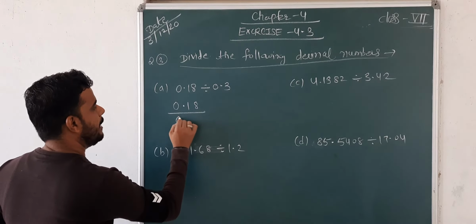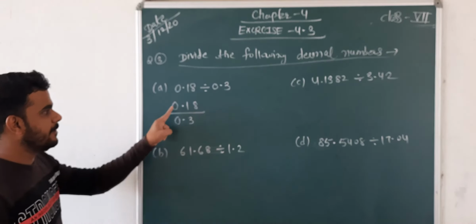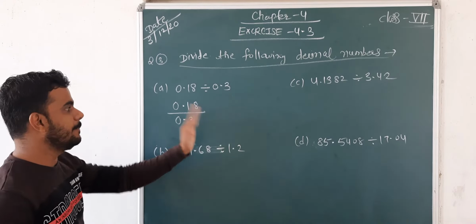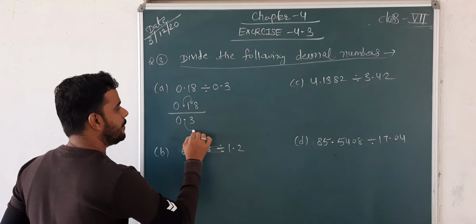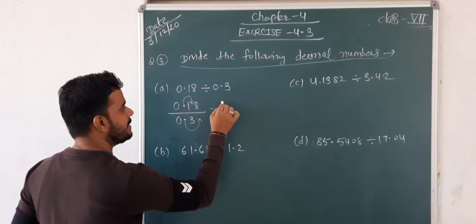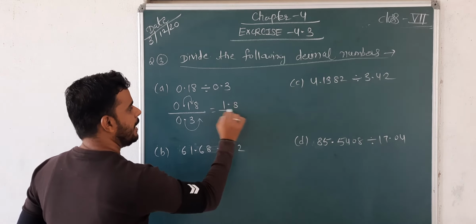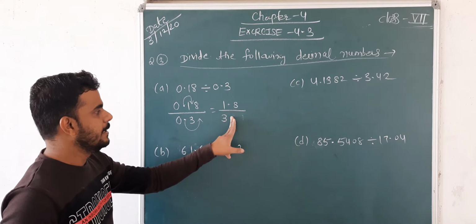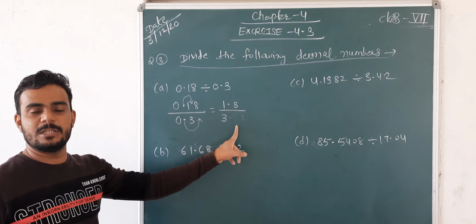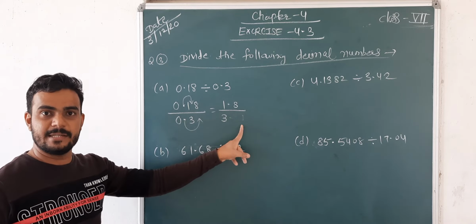0.18 divided by 0.3. After one place you just place the point. If we place the point one place here, then here also we will place the point. The answer here is 1.8, and there is 3.0, and 3.0 means only 3. Now this is like question number second.